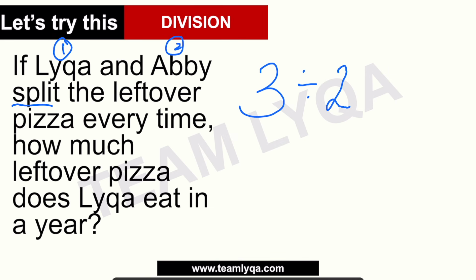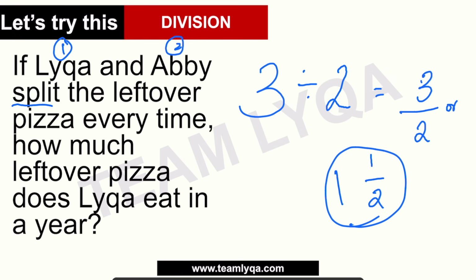And now, the answer would be, again, you can write this as a fraction. 3 divided by 2 is basically 3/2 or 1 1/2. Okay? So, ibig sabihin, si Lyqa, or ako, in total, kakain siya ng 1.5 na buong pizza sa buong taon kung pagkasama-samahin lahat ito. Okay? So, 1 1/2. Now, bakit? Kasi ito yung leftover pizza that Lyqa eats in a year. Now, here's the tricky part.